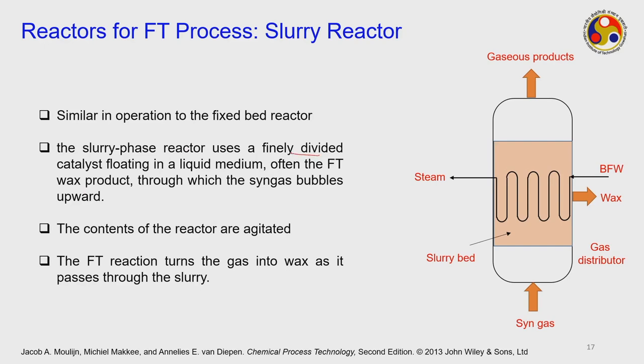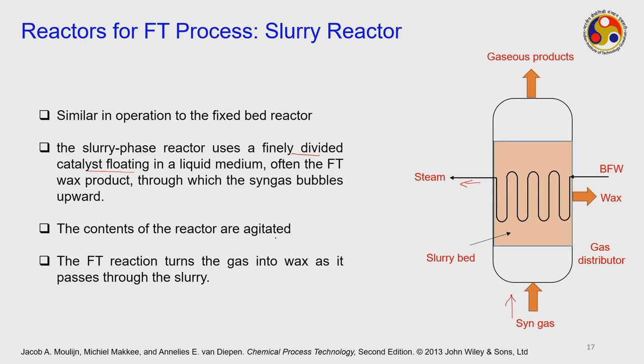It uses a finely divided catalyst floating in a liquid medium, often the FT product. So, whatever product is getting formed, the Fischer-Tropsch wax product is present in liquid form. What you do here is introduce syngas in the downward direction. The reaction takes place in the slurry bed, and because it is a slurry, it can dissipate the heat. How does it dissipate the heat? Both ways: in the liquid, as well as by sending boiler feed water through coils, and in this coil it gets generated as steam.